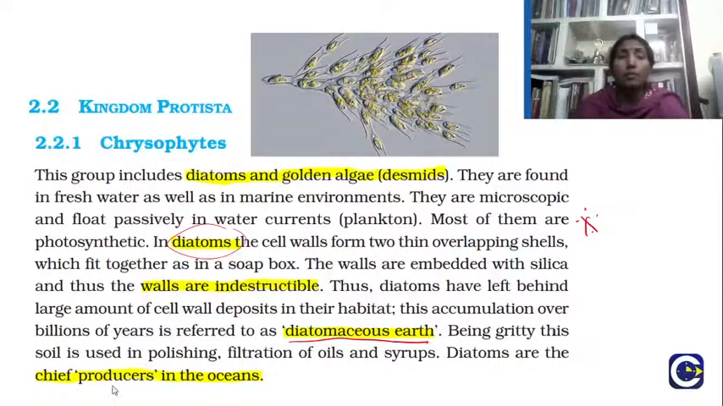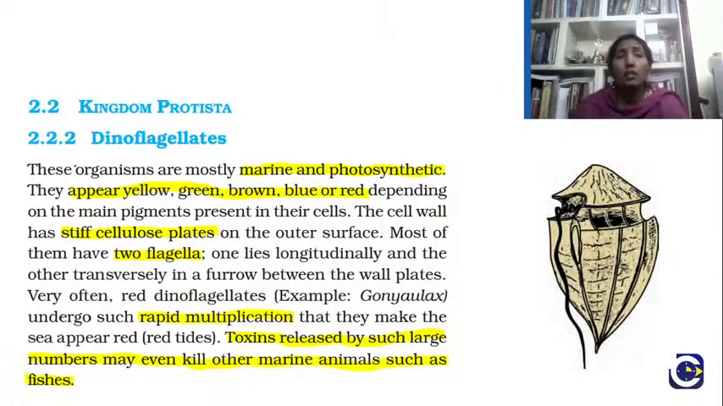So diatoms are called the chief producers in the ocean. This is also an important exam question. Dinoflagellates are marine photosynthetic. In the picture you see, they look like this. They will be either yellow, green, brown, blue, red, any color depending on the pigment that they have in the cell.